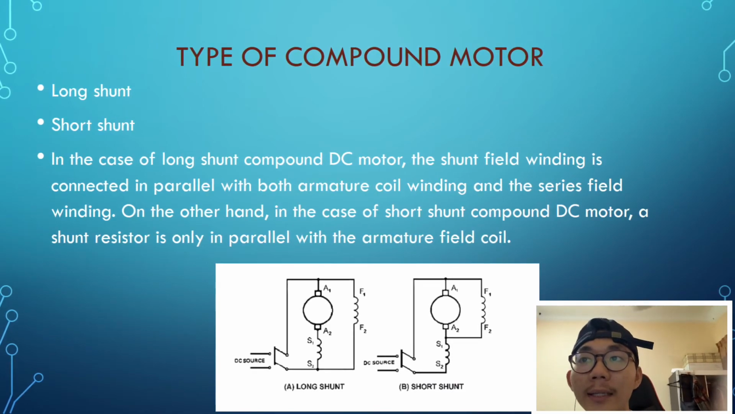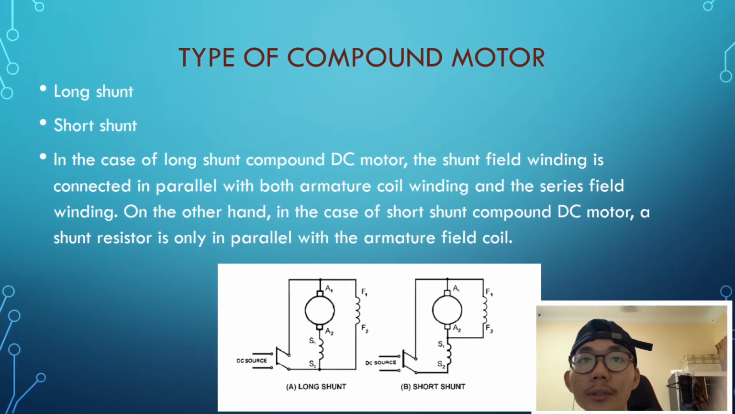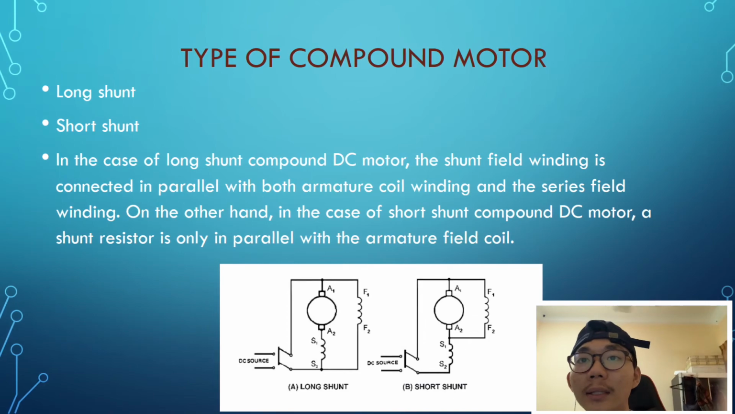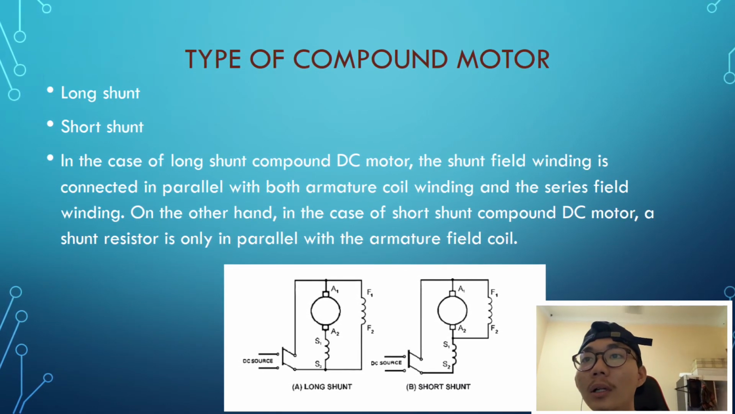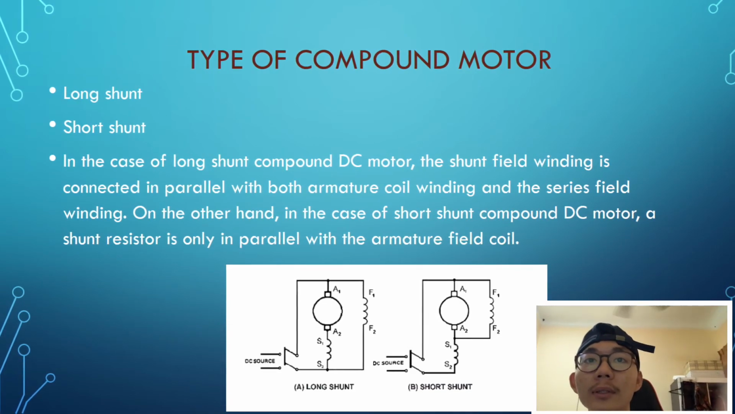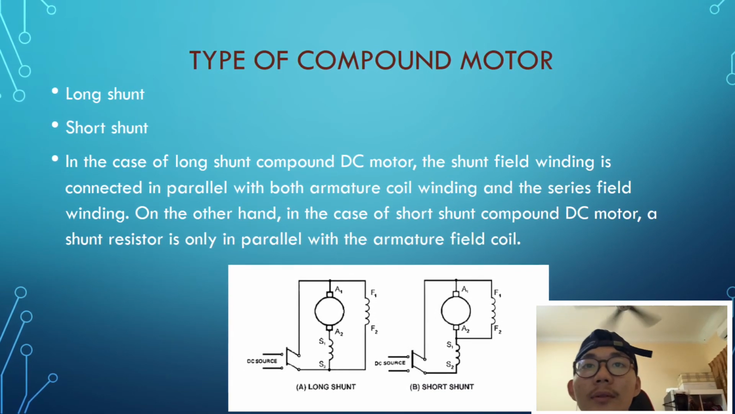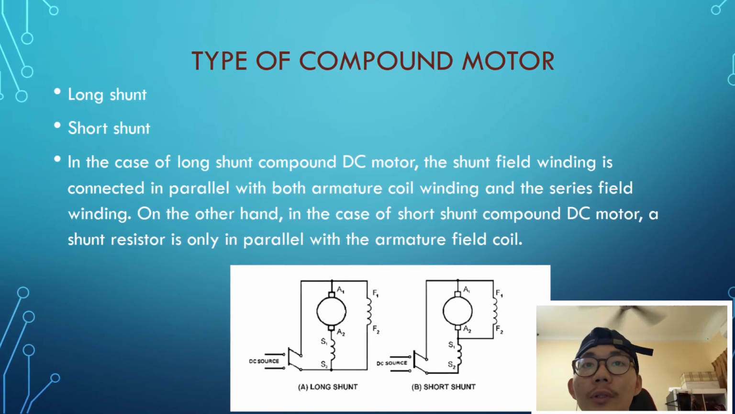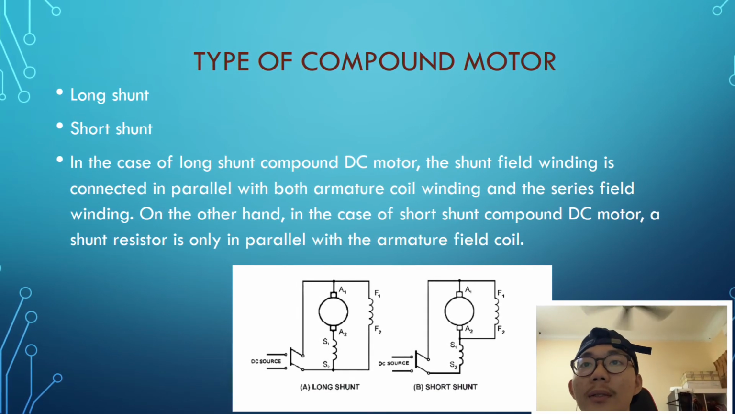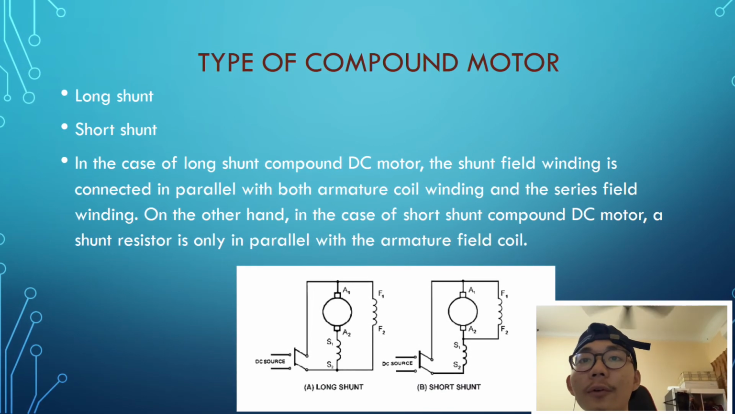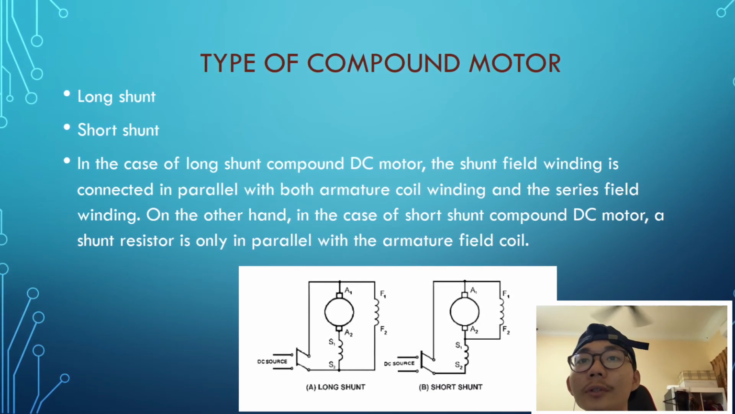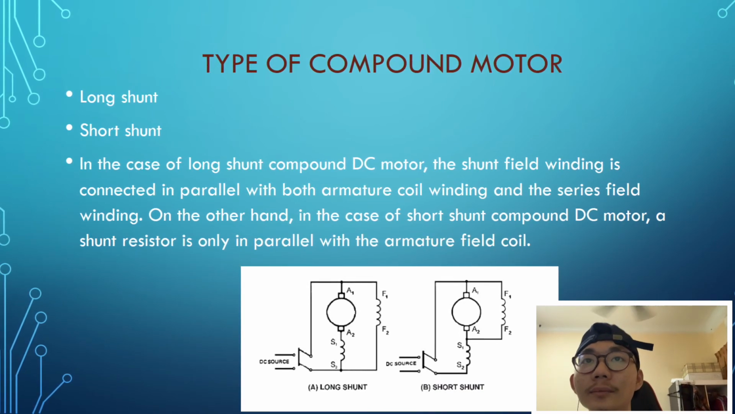On the other hand, in the case of short shunt compound DC motor, a shunt field is only in parallel with the armature winding. Figure 2 represents the schematic comparison of both types. A for long shunt, B for short shunt.